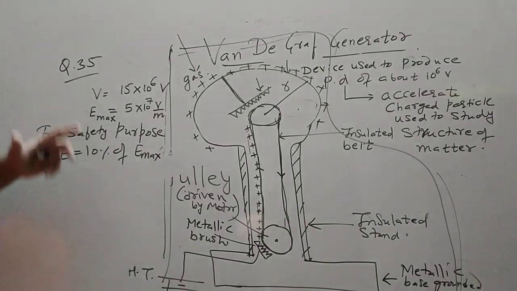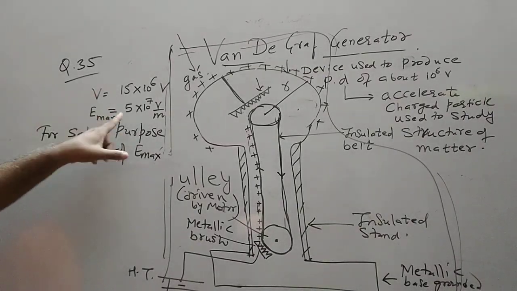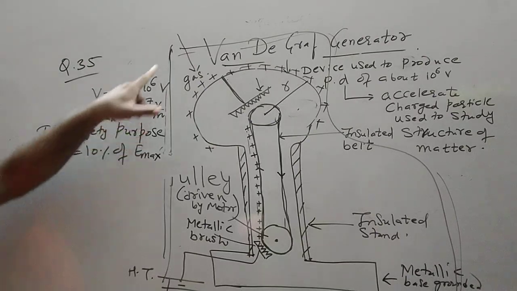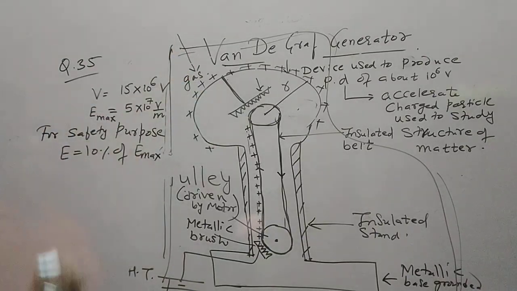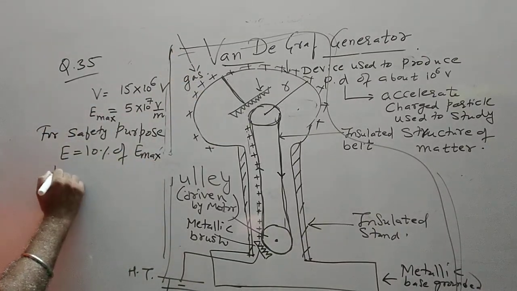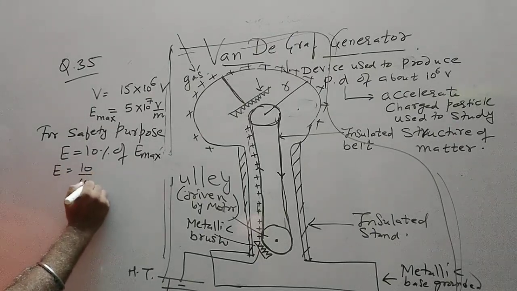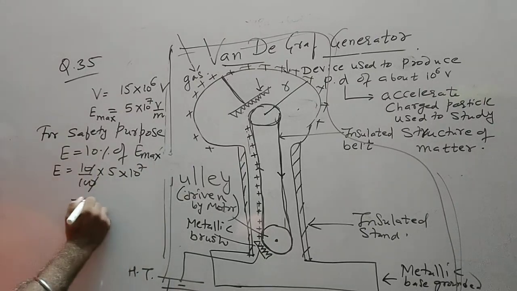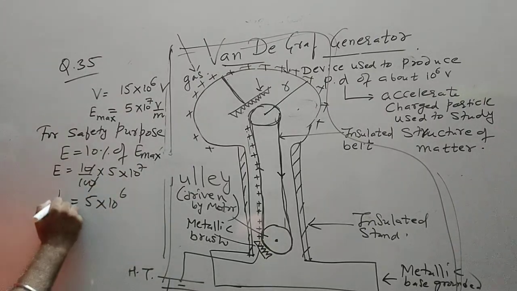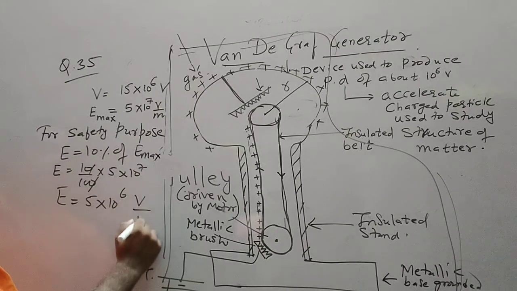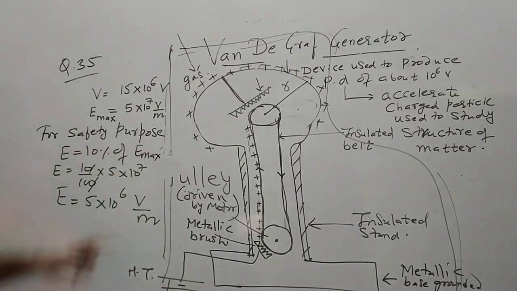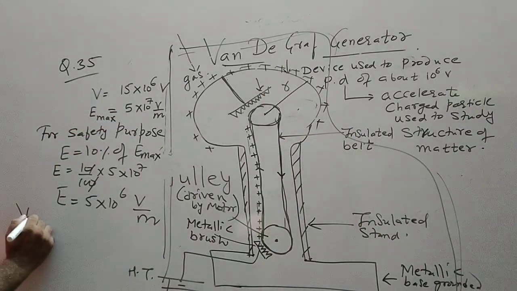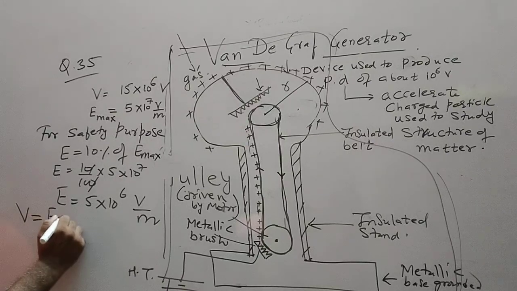Now if we take the electric field intensity to be E max, it is possible that the gas gets ionized. So E is 10% of E max. So E is equal to 10 upon 100 into 5 into 10 raised to 7. So it comes out to be 5 into 10 raised to 6 volt per meter. Now we know the potential of this is given as this. So we know the relation, V can be written as E into R.